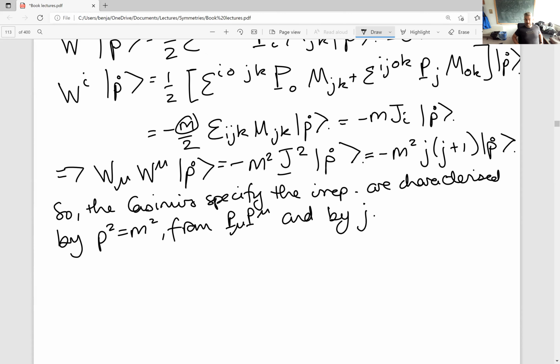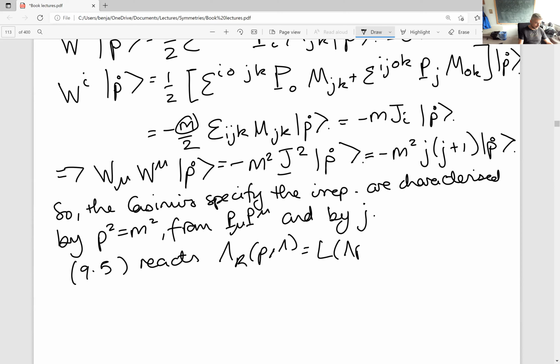So in other words, if we have an irreducible representation, then it's the mass and the total spin which label the different irreducible representations; if they've got different labels, then they're different irreps. Now, 9.5 that we wrote down tells us what our lambda, in terms of p and lambda, should be in order to transform, and this is L of lambda p to the minus 1, lambda L of p, and this is a Wigner rotation.